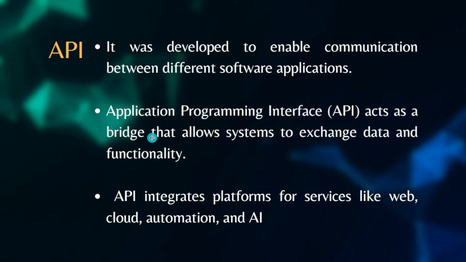That is the process of application programming interface. An API is an integrated platform for services like web development, cloud automation, and AI. It was developed to enable communication between different software applications. Basically, an API connects two software for transferring data. That is called API.